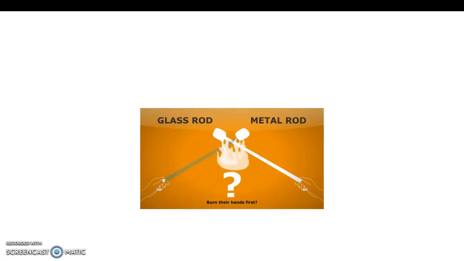The diagram you see is showing two rods being heated by a heat source, a glass rod and a metal rod. Which of these rods do you think will get hot first? Or which of these two persons do you think will burn his hand first?